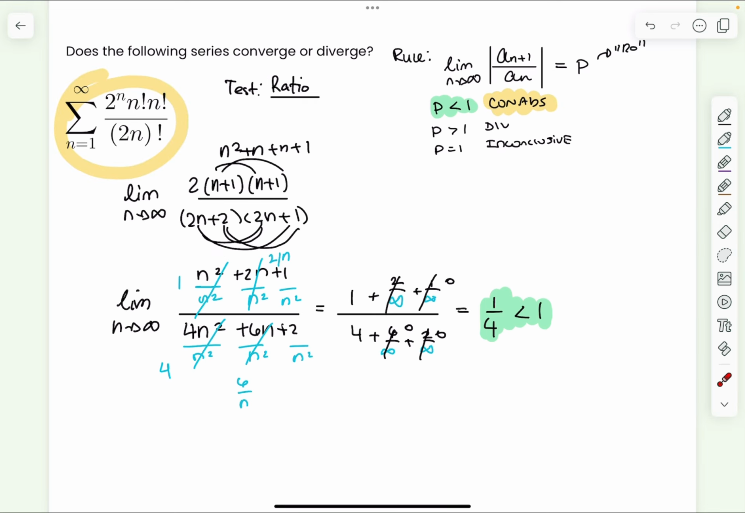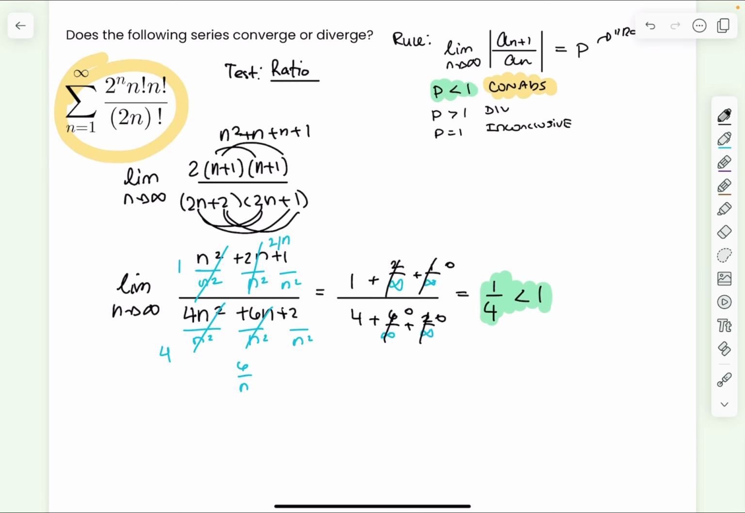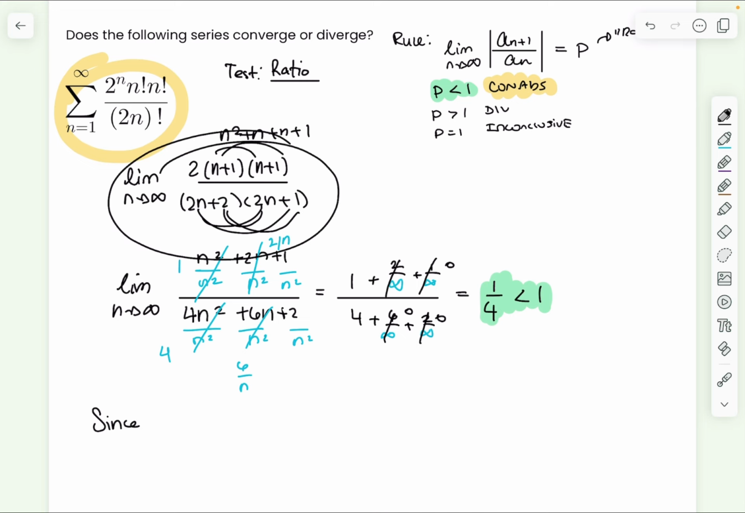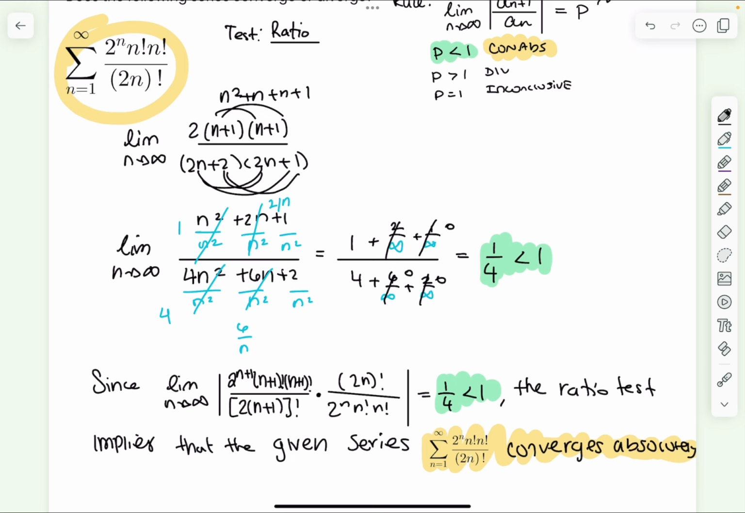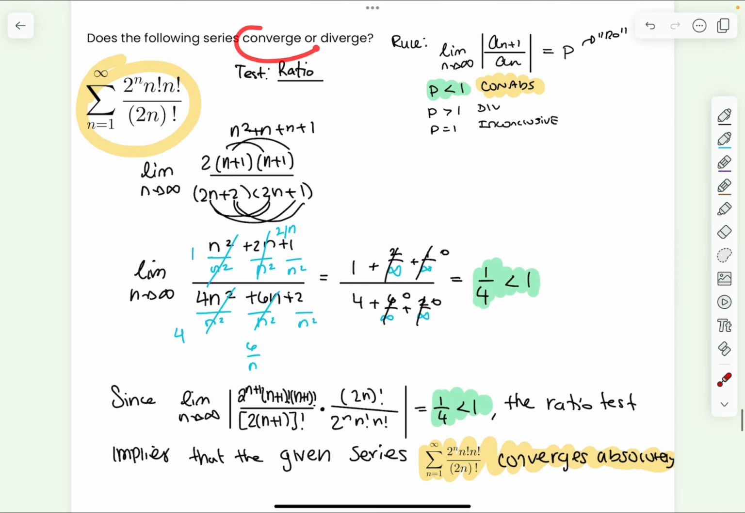But they didn't ask us if the series converged absolutely, they asked us if it converged, period. So let's start with the conclusion, and then I'll get to how we figure that out. So since, and then we just take the original limit, I erased it, so I'm going to rewrite it, which is equal to 1/4, which is less than 1. The ratio test implies that the given series converges absolutely, but again, we want to know if it converges or not.